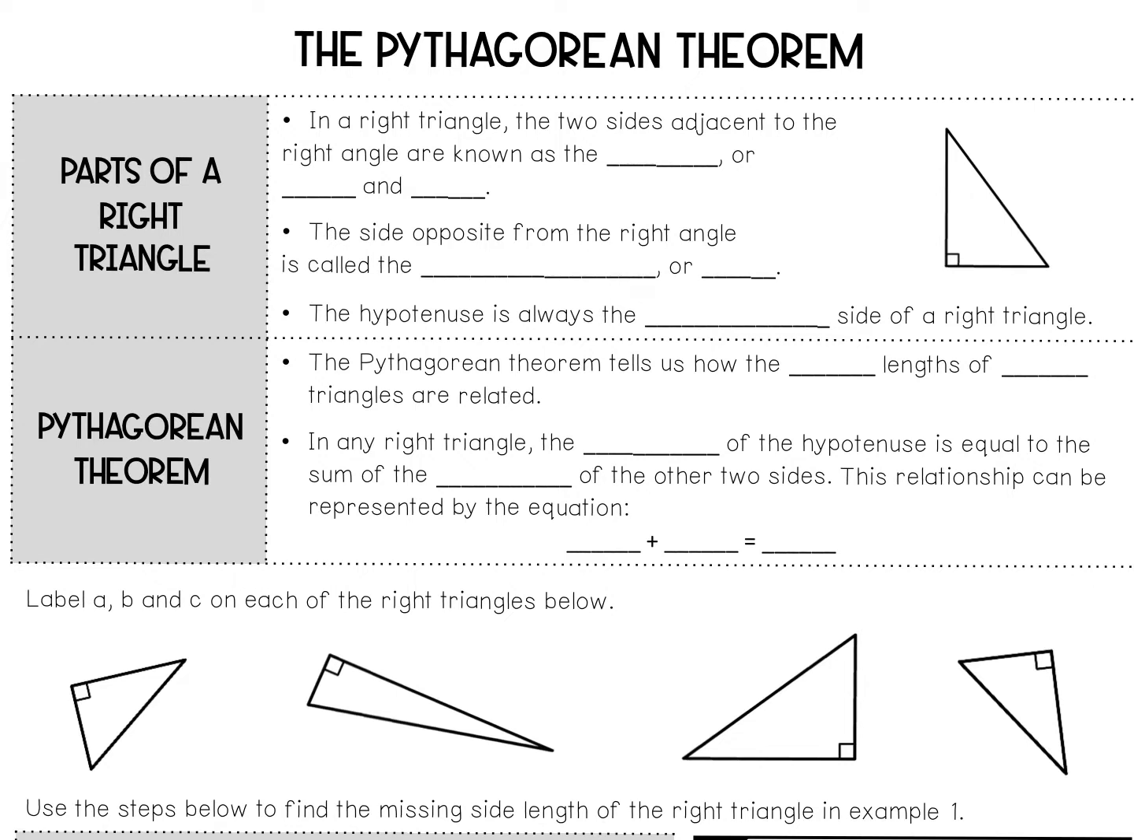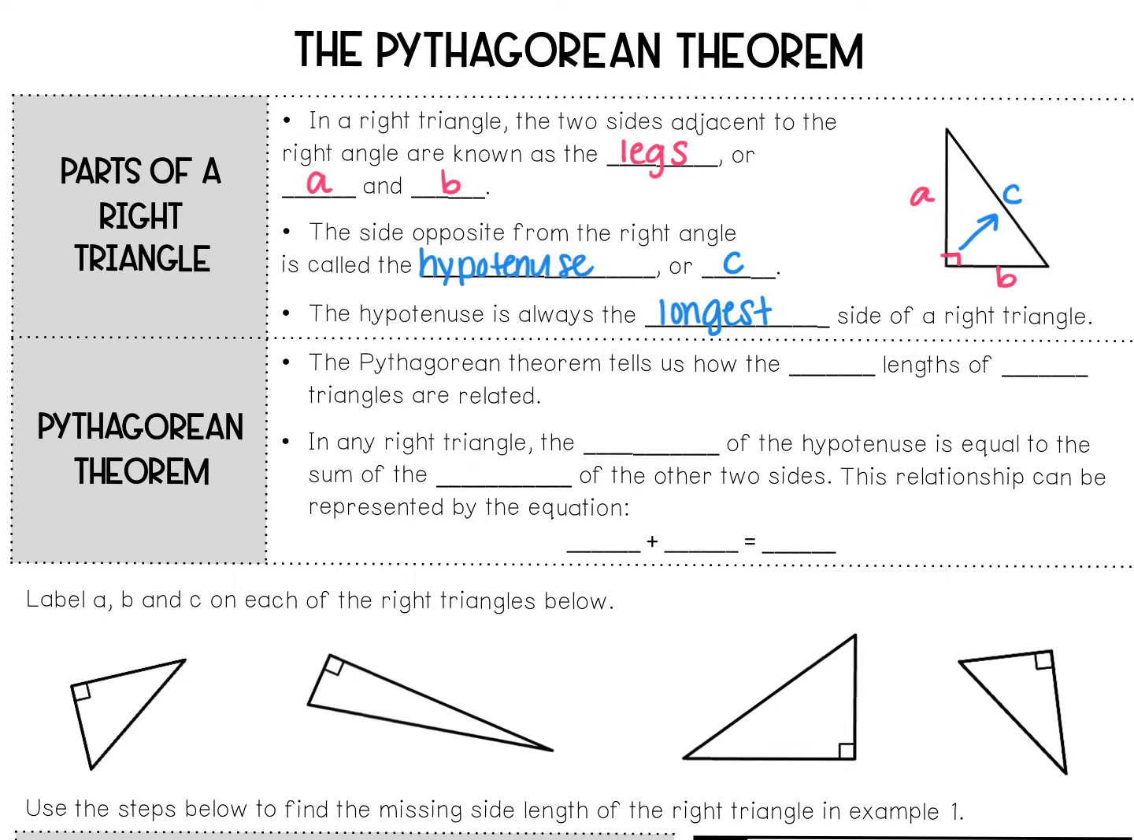So in a right triangle, the two sides adjacent to or touching the right angle are known as the legs, and they're represented by A and B. The side that is opposite from the right angle, or across from the right angle, is called the hypotenuse. And this is represented by C. The hypotenuse is always going to be the longest side of the right triangle. So the legs are the two shorter sides. The hypotenuse is always the longest side.